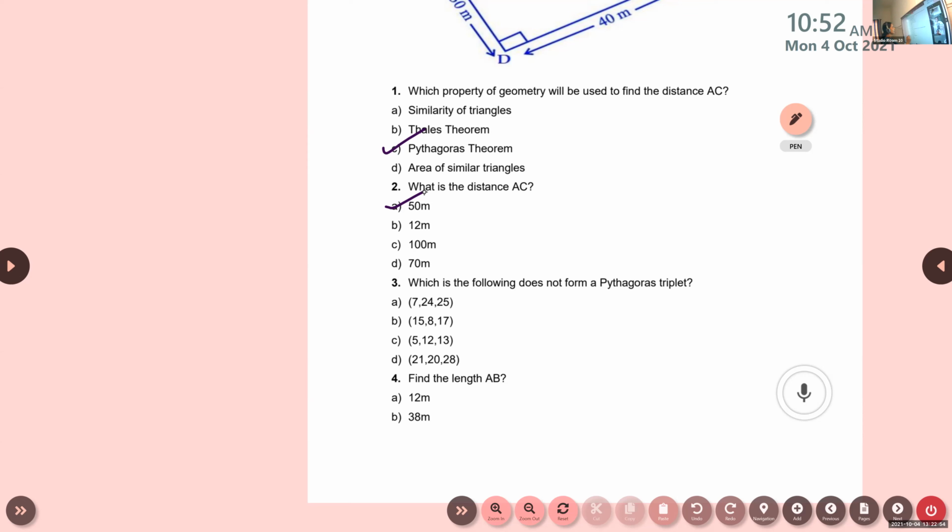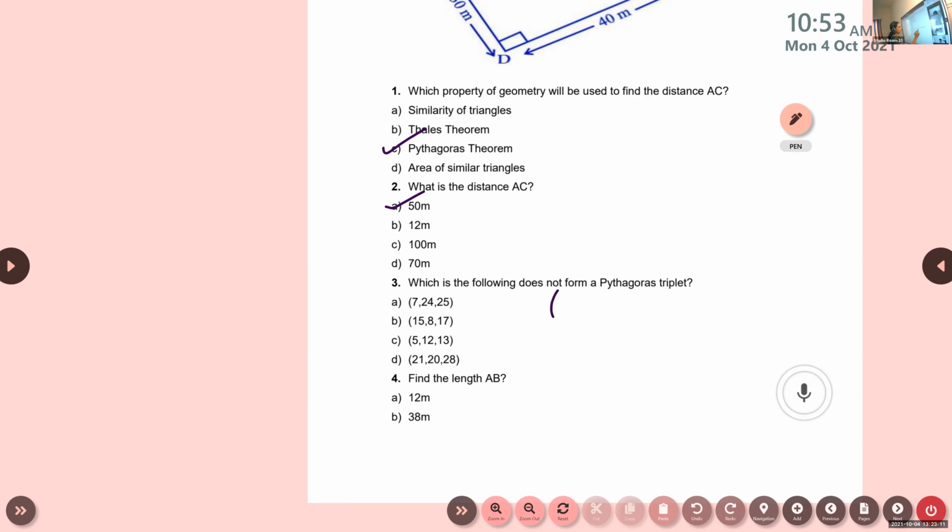Now, look at this question. Which of the following does not form a Pythagorean triplet? What is meant by Pythagorean triplet? We have learned this in our lower classes, in 8th standard. How will you check whether it is a Pythagorean triplet or not?